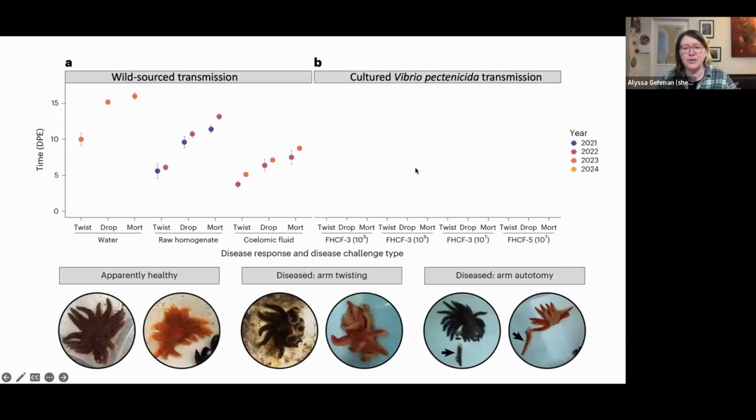And then just to show you, this pattern of twisting, then dropping, and then mortality that we saw when we were using wild-sourced disease is also shown in our cultures. So this is that lowest dose, and you can see the lowest dose actually takes a little bit longer to cause disease than our coelomic fluid doses did. As you go up in dose, you can see the disease progresses faster and faster. So that is where we got to find the causative agent. This is the work that we did to do that.